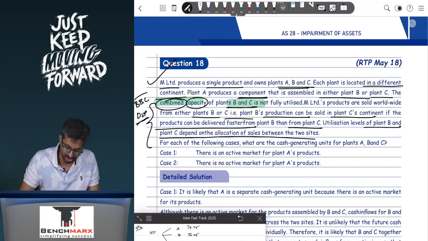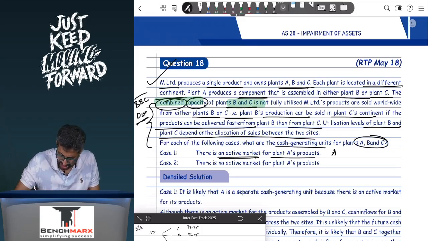So B and C are dependent. What is the question telling you? For each of the following cases, what are the cash generating units for plants A, B and C? There is an active market for plant A's products. Then A is a separate CGU and then B and C together. So there will be two CGUs.